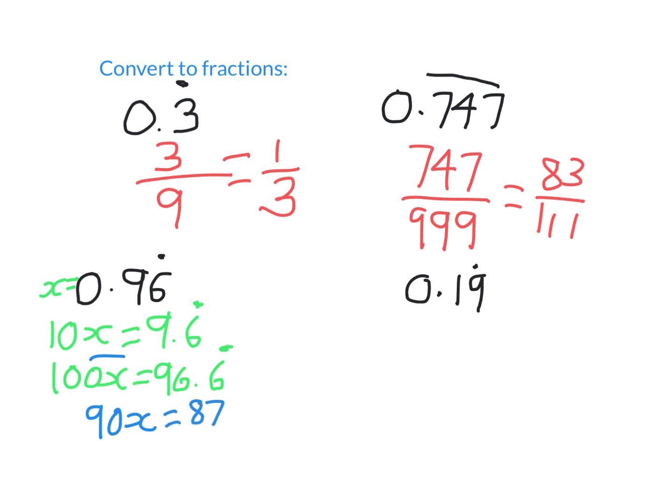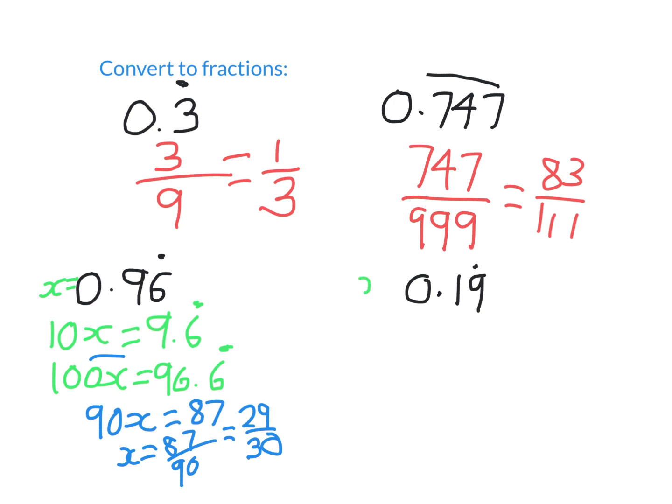So solving this equation is easy. We've multiplied by 90, so we undo that by dividing by 90. So x will be 87 over 90, and then that can be simplified because they're both divisible by 3. It's 29 over 30.